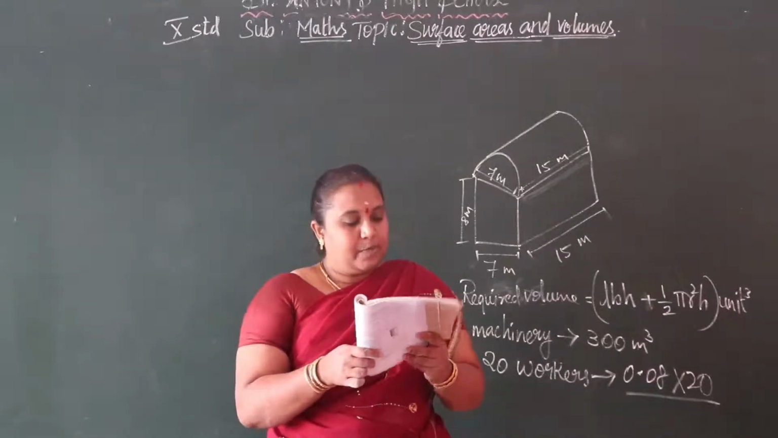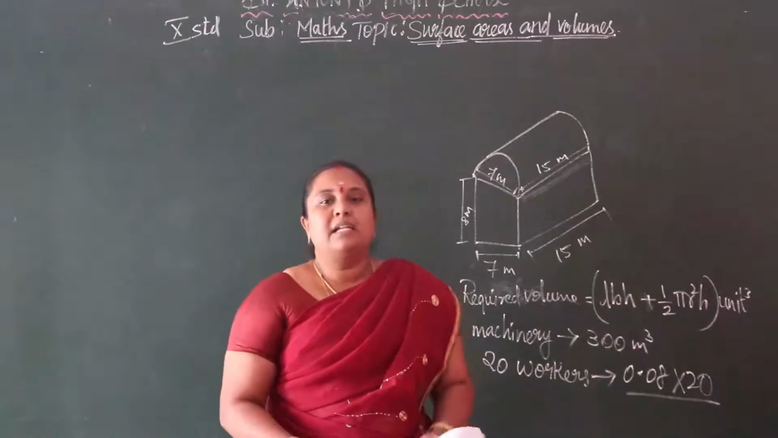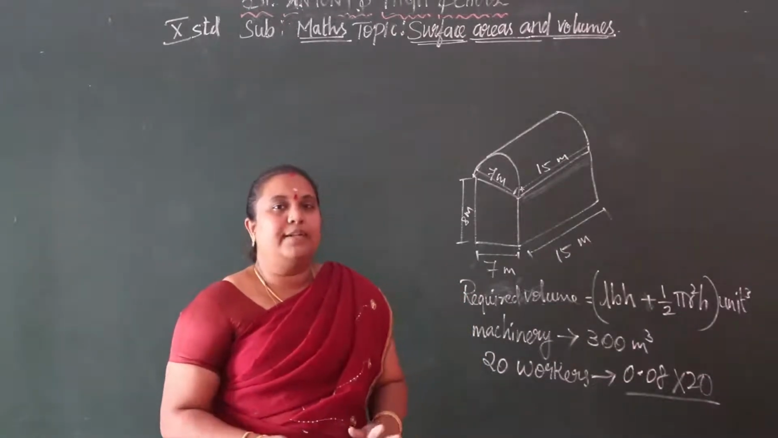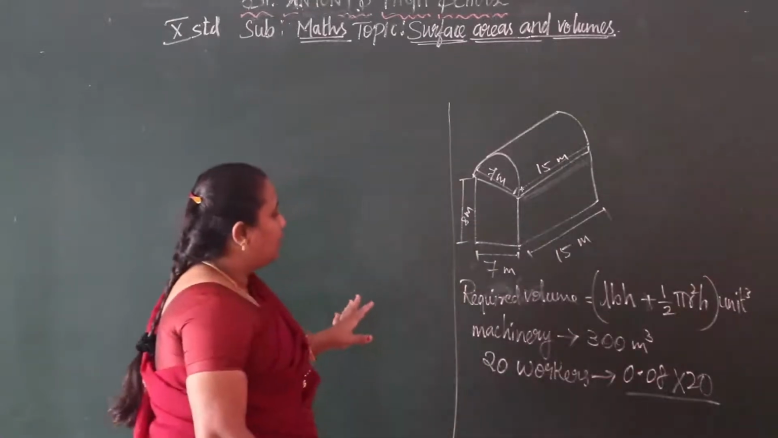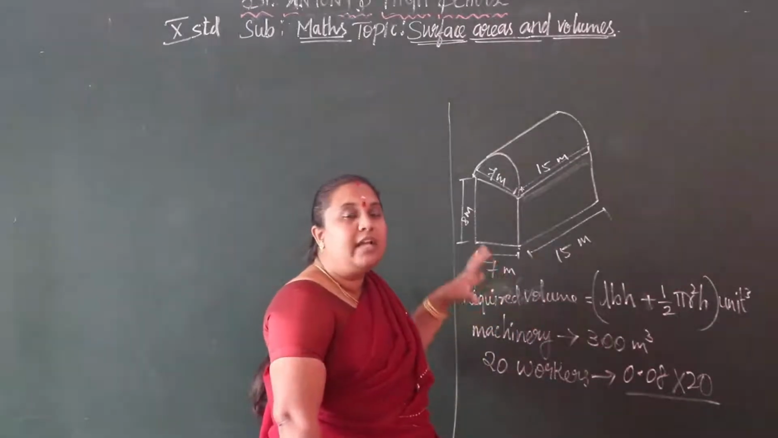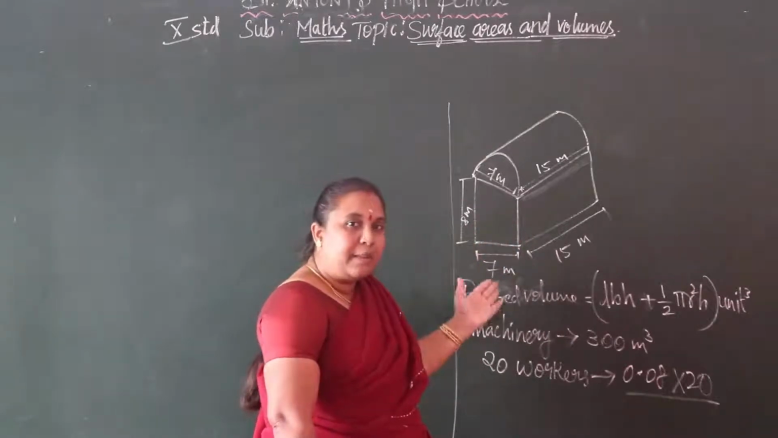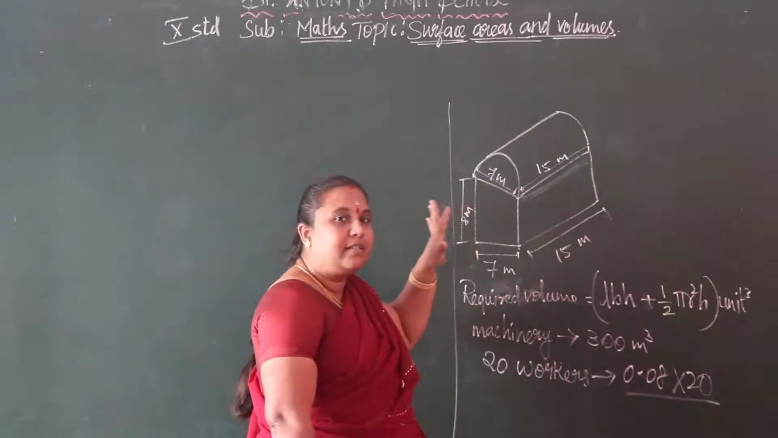And then how much air is in the shed. So the balance air, how much is this balance in this shed? We want to find out that. Children, first we have to find out the required volume, that is the total air occupied in this shed. From that we have to subtract these two, and we get the balance air in this shed.